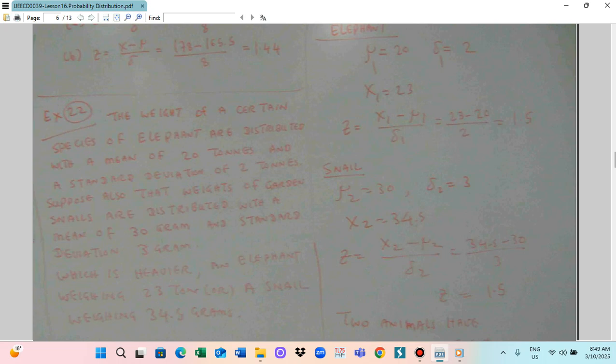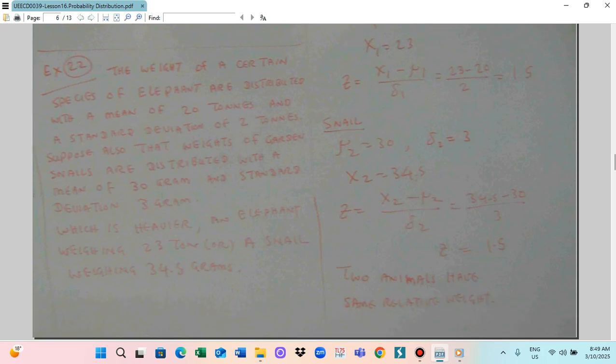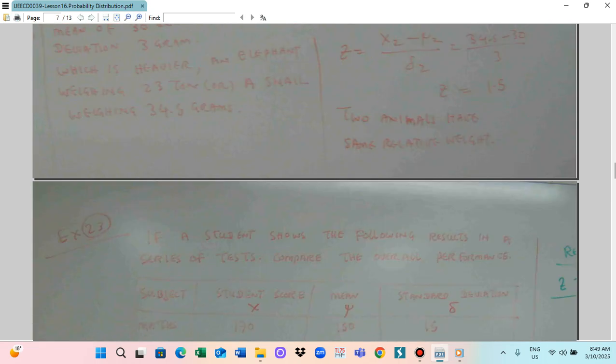So we substitute H2 is 34 by 5 minus 30 divided by 3. So this becomes 1 by 5. So Z also 1 by 5. So you see, the elephant Z score is 1 by 5, snake also 1 by 5. So in this case, we can say that these two animals got the same relative weight. So we can make the comparison.